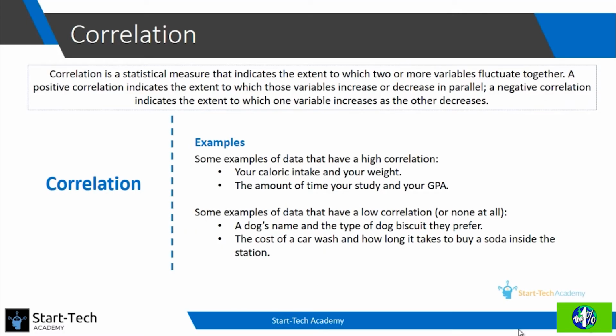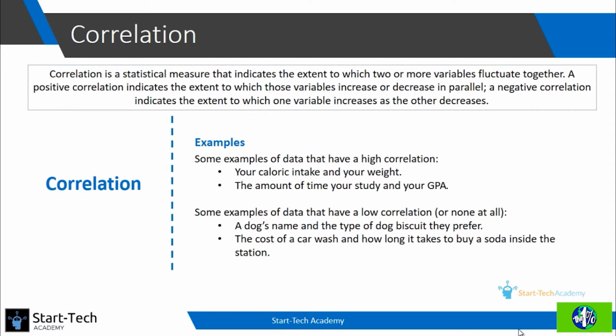So when do we say that variables are correlated? When the values of those variables fluctuate together, we say that variables are correlated. They are positively correlated if one variable almost always increases when the other one increases, and negatively correlated if one decreases when the other one is increasing.